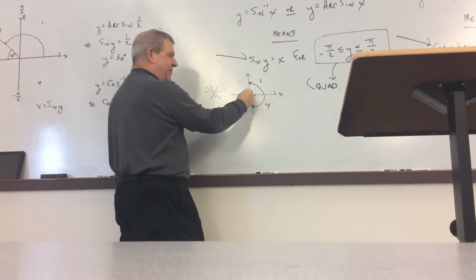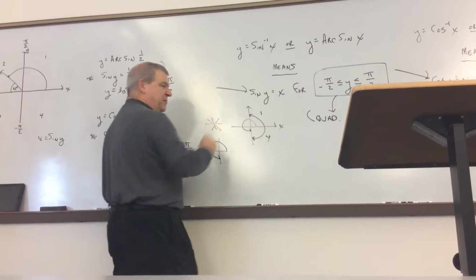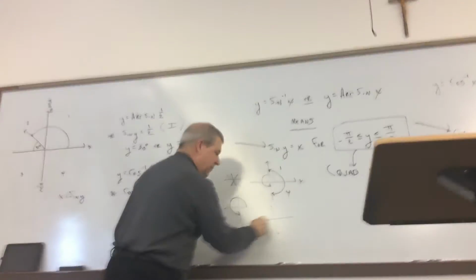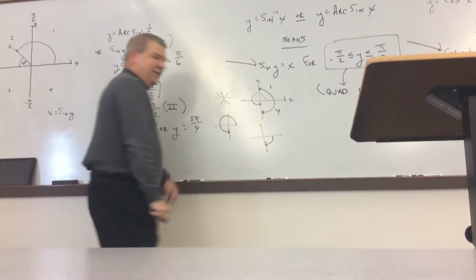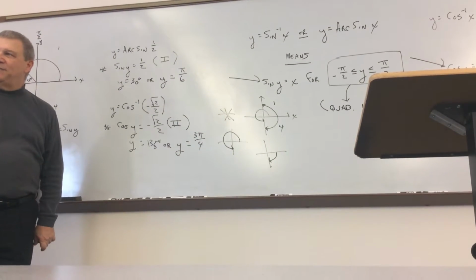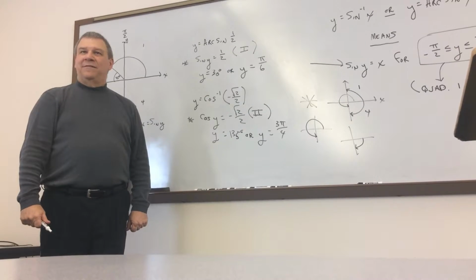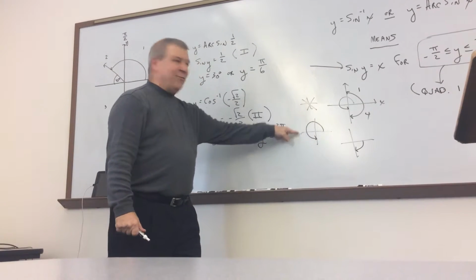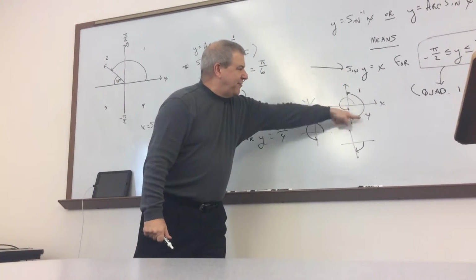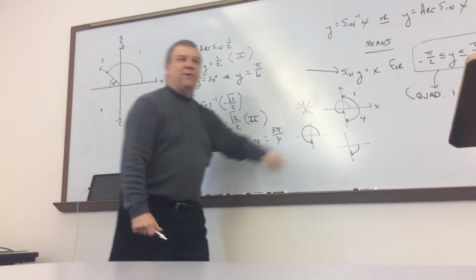So you don't want 270. You want just that. Do you see what I'm saying? What is that? If you go 270, you're going out of the range. The answer always has to be right here for inverse sine.